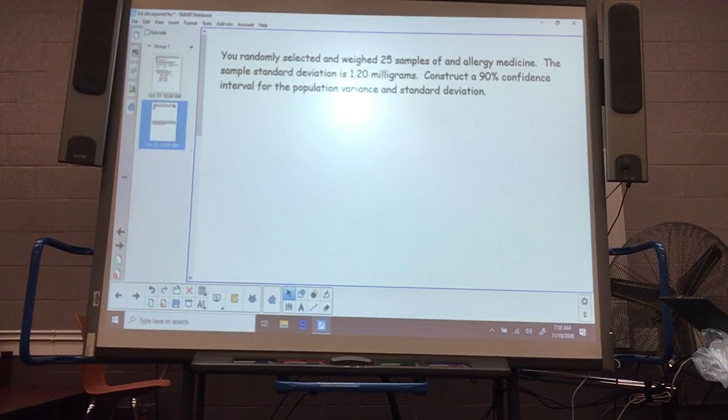Take a look at a problem. You randomly select and weigh 25 samples of allergy medicine. The sample standard deviation is 1.2 milligrams. Construct a 90% confidence interval for the population variance and standard deviation.